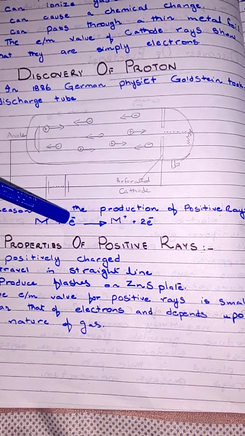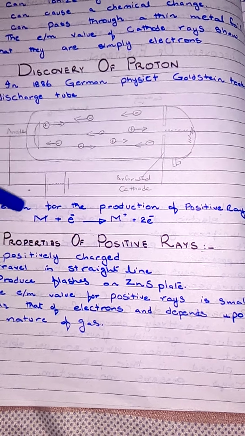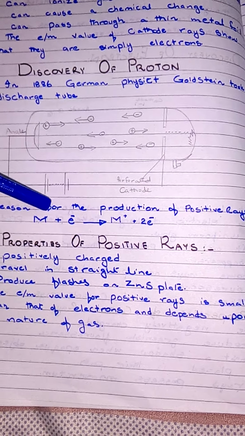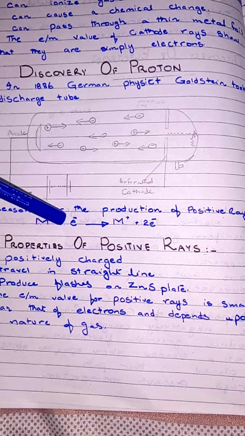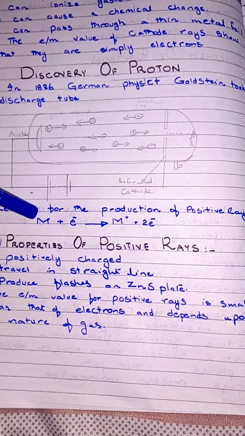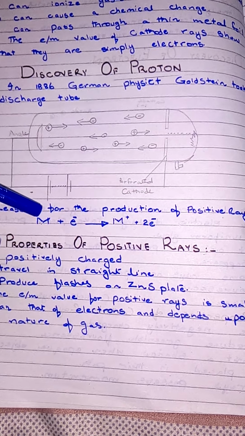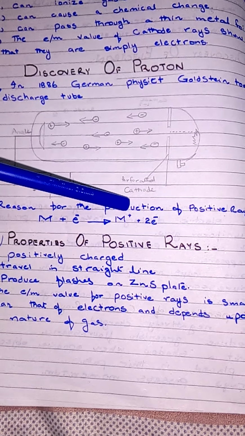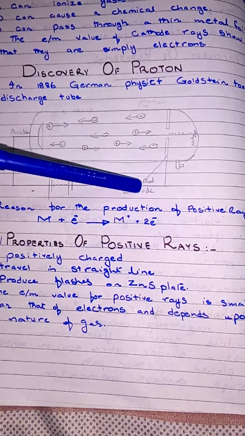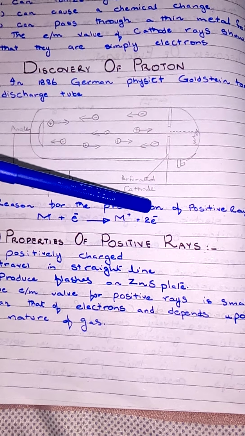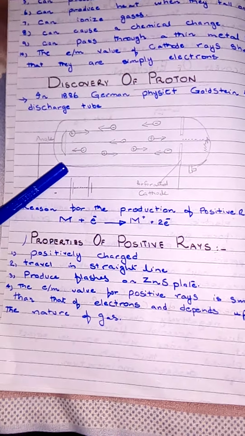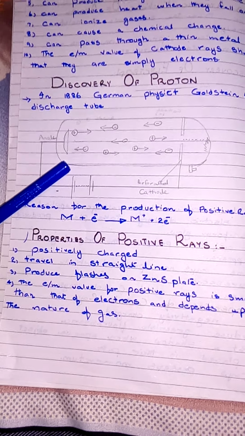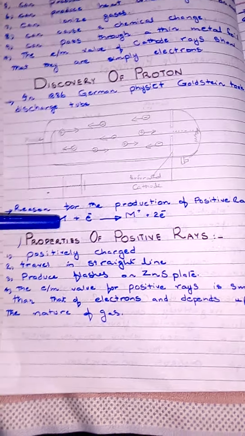These are the electrons showing the cathode rays, and when they strike the gas molecules, they push out or expel electrons from the atom. Then it is converted into a positive ion. This shows the loss of an electron from a molecule, and this is called the production of positive rays, or canal rays are produced by the ionization process.